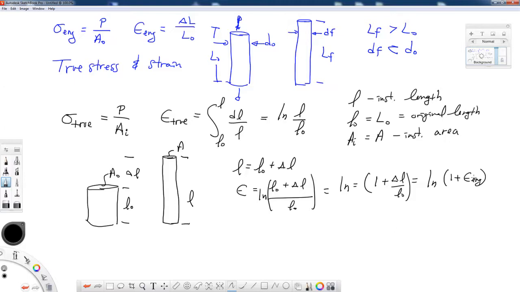This equation for true strain and the conversion from engineering strain to true strain is only valid up until the point of instability or necking. And the reason for that is because of that discussion we had about uniform and non-uniform strain distributions.